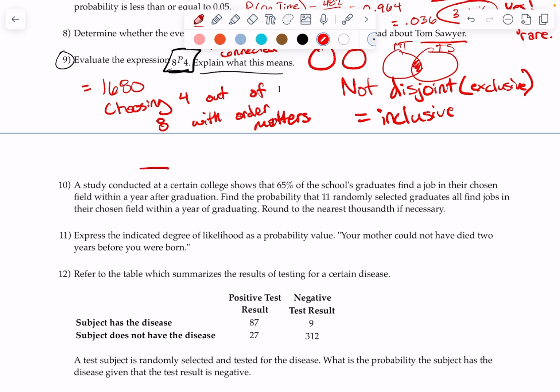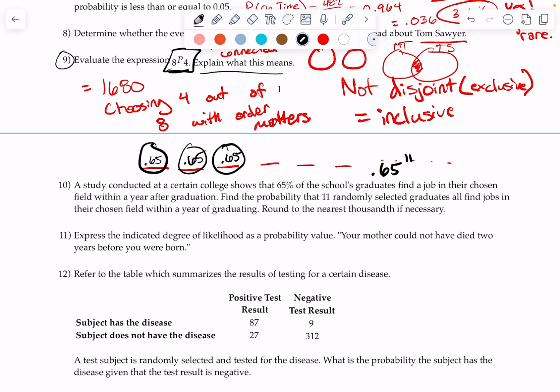Okay, I want to know the chances that every single one of them finds a job. So what's the chances that this person finds a job? 0.65. What's the chances that this person finds a job? 0.65. Chances that this person finds a job? 0.65. And I'm going to do that 11 times, or just take 0.65 to the 11th power.